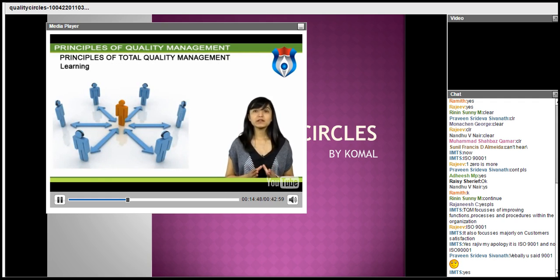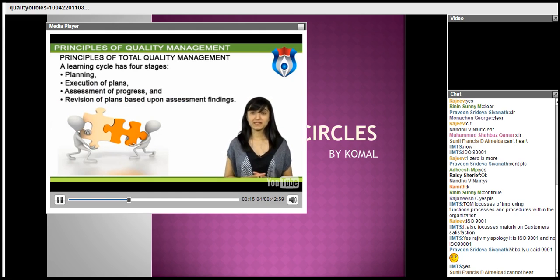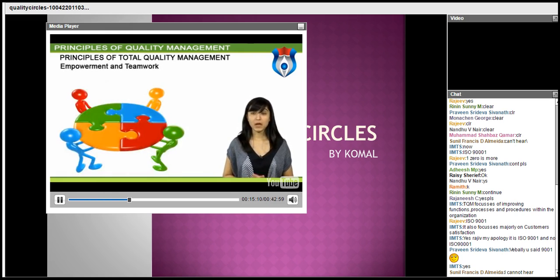Learning. Learning refers to understanding why changes are successful through feedback between practices and results and leads to new goals and approaches. A learning cycle has 4 stages: planning, execution of plans, assessment of progress, and revision of plans based on assessment findings. Empowerment and teamwork.